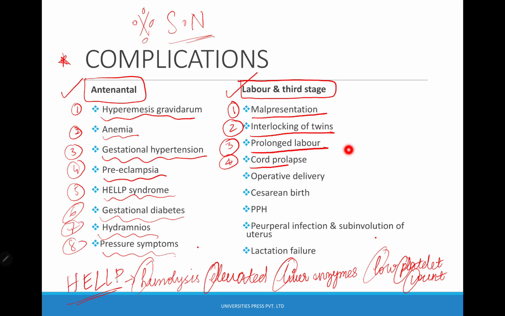And the next one is cord prolapse. And the fifth one is operative delivery. Definitely operative delivery is required. And the sixth one is a cesarean birth. And the seventh one, postpartum hemorrhage. The eighth complication is puerperal infection and subinvolution of the uterus.